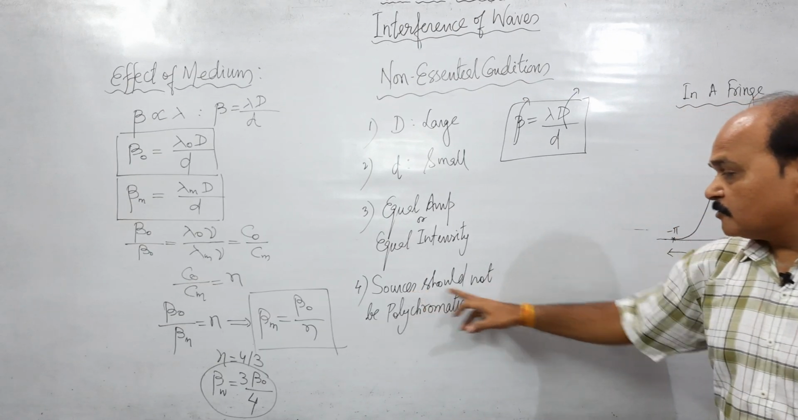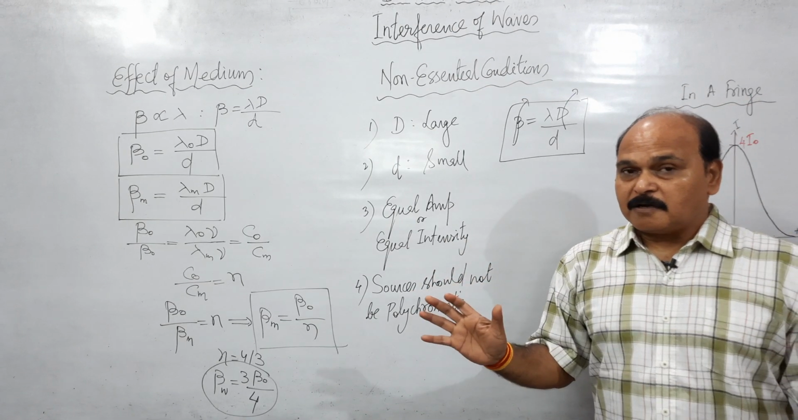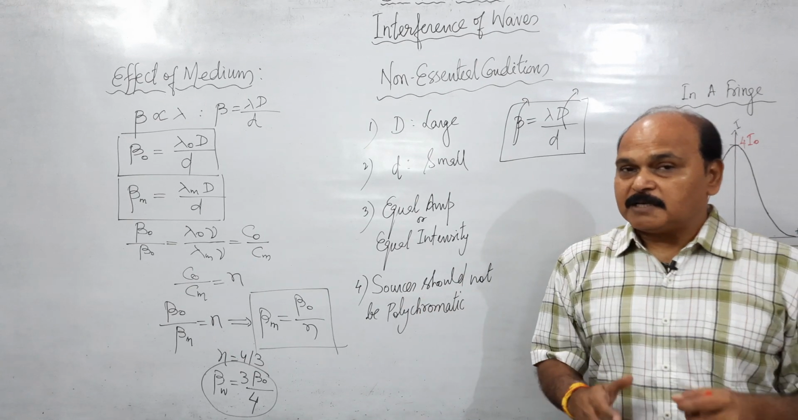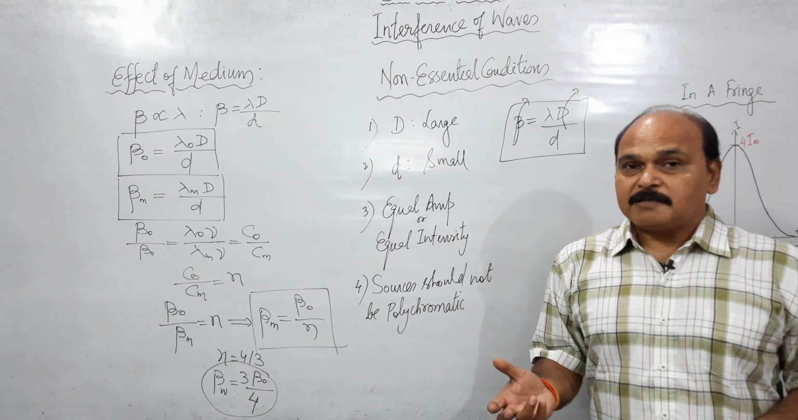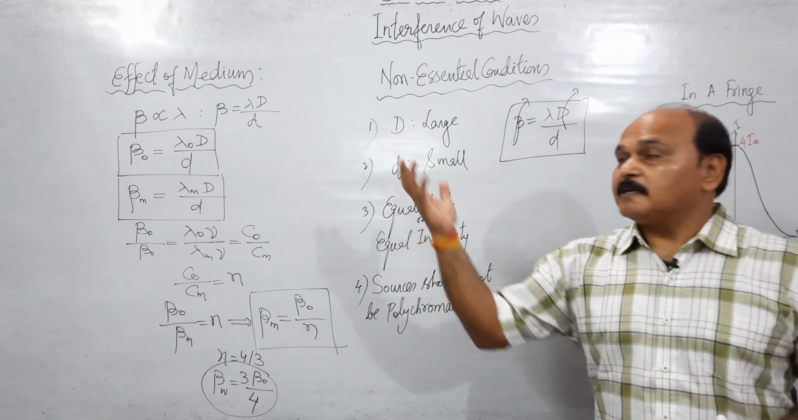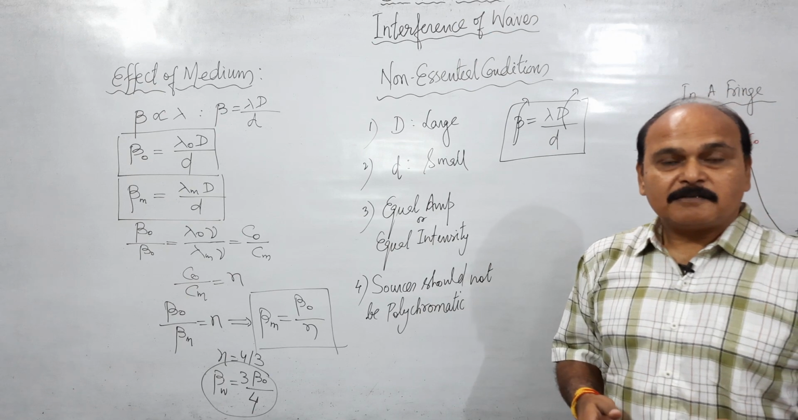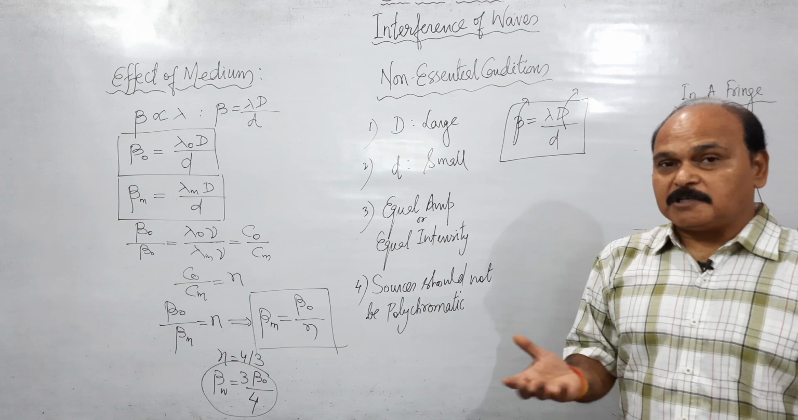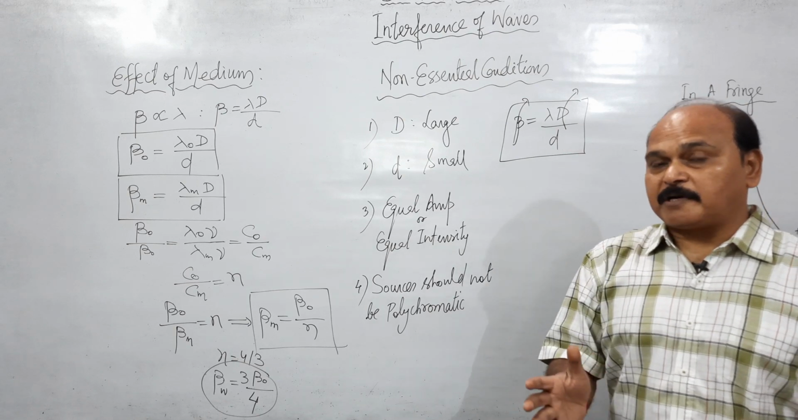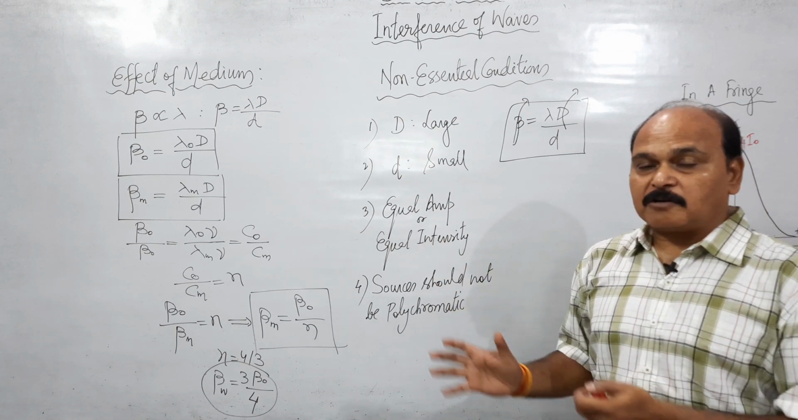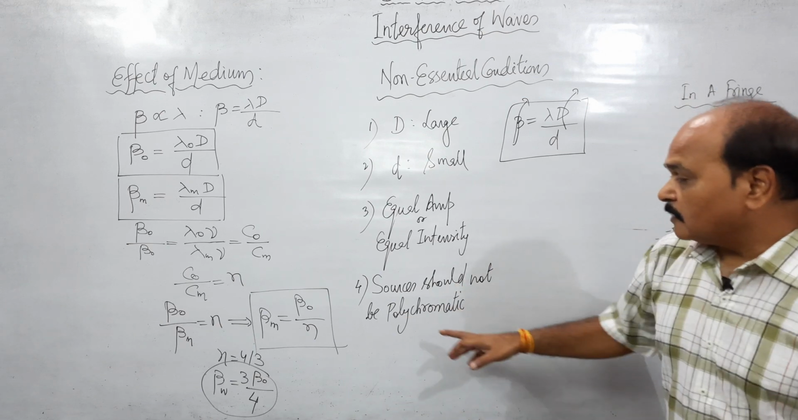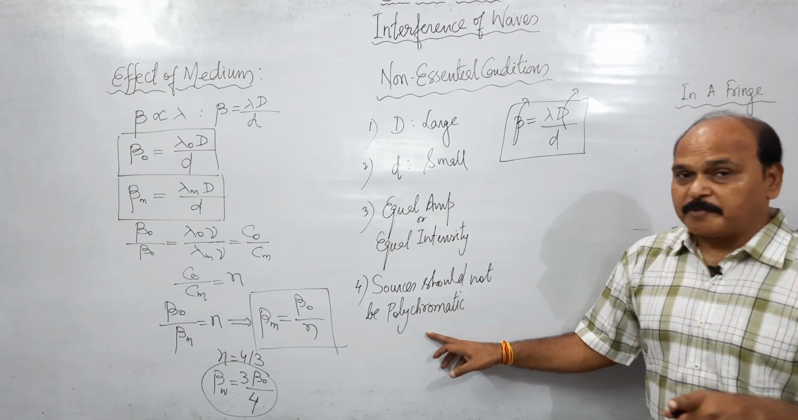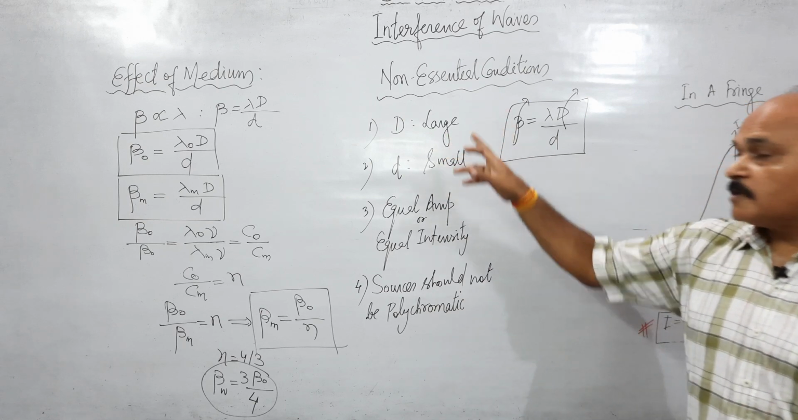And finally, the sources should not be polychromatic, otherwise a confused interference pattern would be formed and we would not be able to see any band distinctly, like in the interference pattern of white light. When light falls over a soap bubble, we see billions of colored formations, but these are confused color patterns. We do not see any band of red color or blue color or indigo. So the coherent sources should not be polychromatic, they should be monochromatic. So these are the four non-essential conditions.